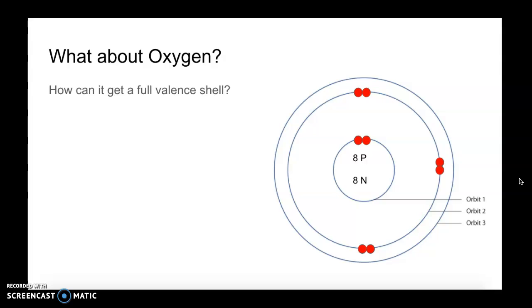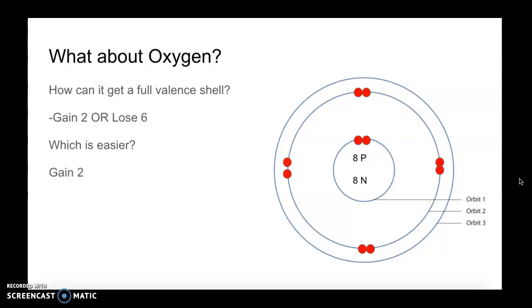What about oxygen? How can oxygen get a full valence shell? So we have 8 protons, 8 neutrons, and 8 electrons. So oxygen, hopefully you're starting to think about this, it could either gain 2 or lose 6. If it gains 2 electrons, it would have a full shell on the second ring. If it loses 6, it would have a full shell only on the first ring. But what's easier? It's easier to gain 2 electrons.